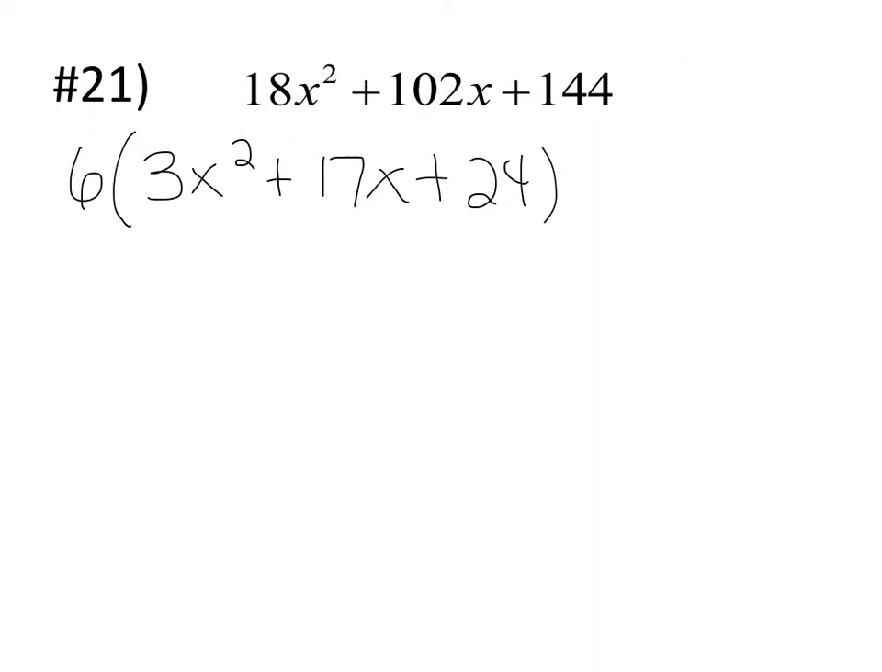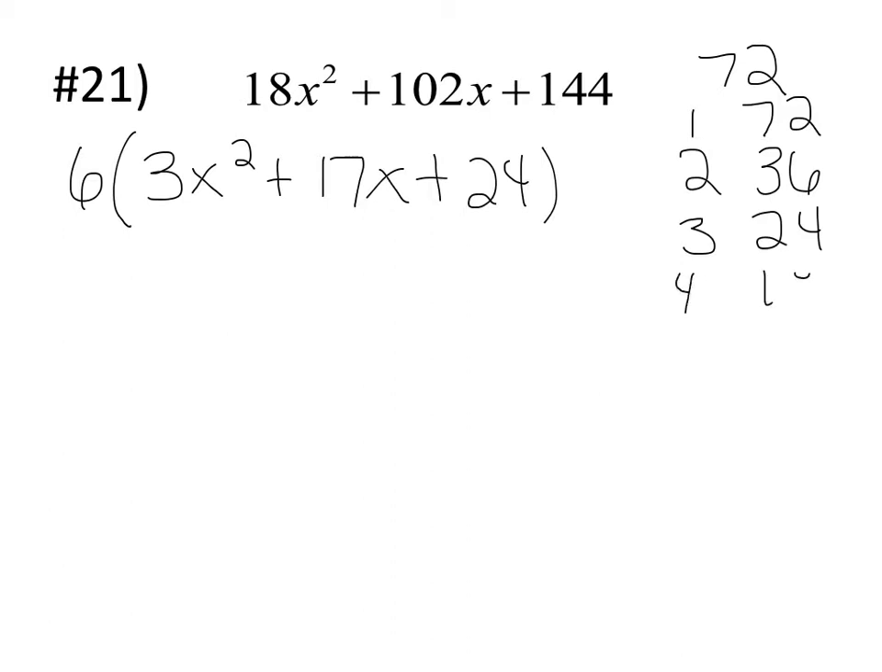Okay, so I'm going to find the factors of 72, and I'm going to try to find ones that will give me 17. So 1 and 72, 2 and 36, 3 and 24, 4 and 18, 5 isn't going to go, 6 and 12, 7 doesn't go, 8 and 9, and that's going to be it.